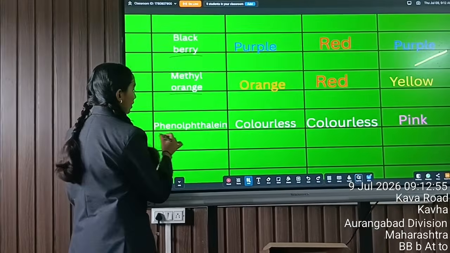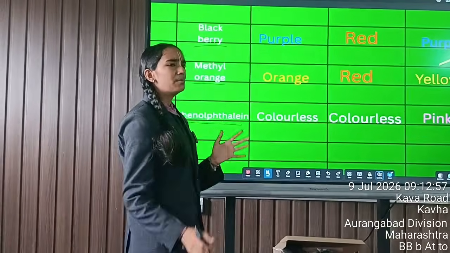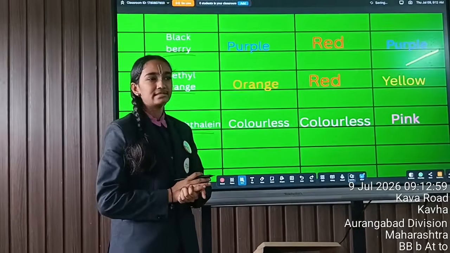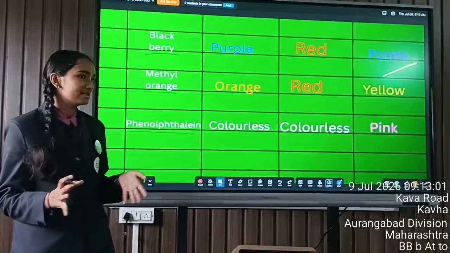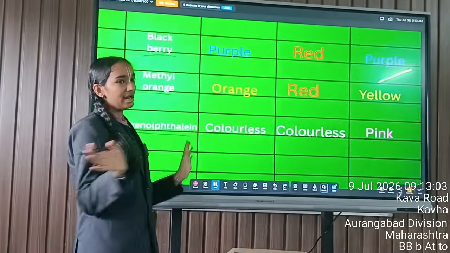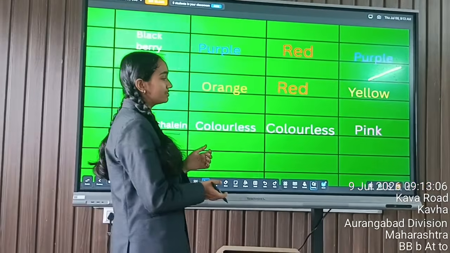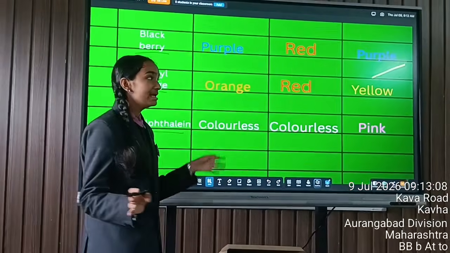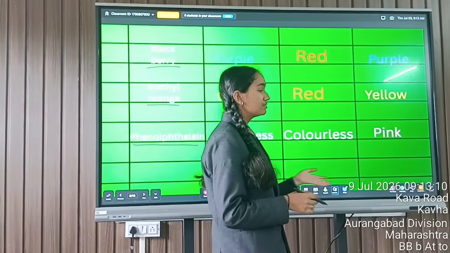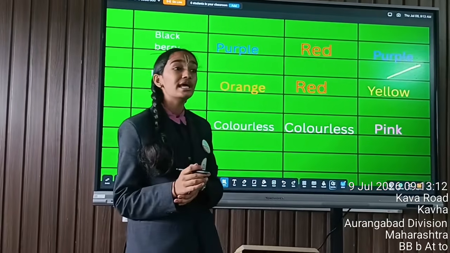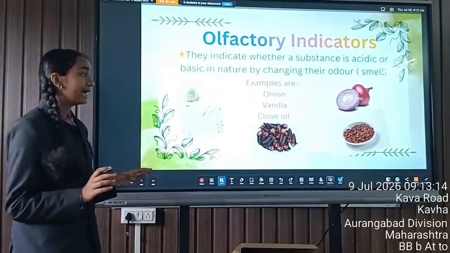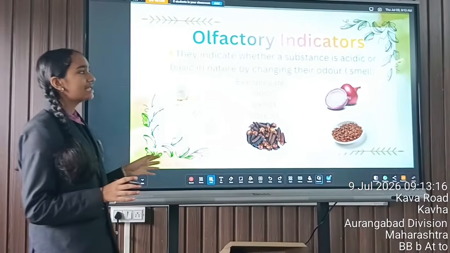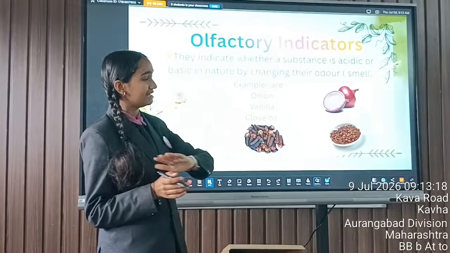Next one is phenolphthalein, which is the most commonly used indicator, right? We have heard of it many times. Its natural color is colorless. When it is added into an acidic solution, the color remains colorless, and when it is added into a basic solution, it changes its color into pink. Yes, right, pink color.